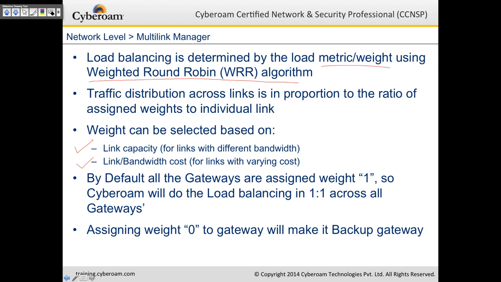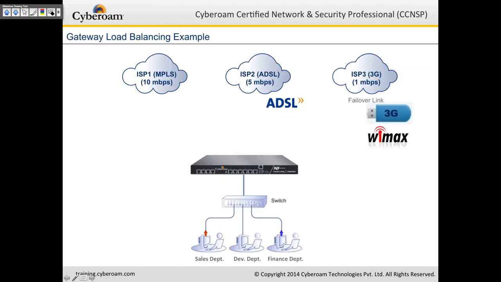By default, all the gateways are assigned a weight of 1. So Cyberoam will do load balancing 1:1 across all gateways until and unless you manually change the weight of a specific gateway. If you assign a weight of 0 to a gateway, that will become a backup gateway or a passive gateway, and that gateway will not participate in load balancing. That gateway will only be activated once your primary gateway fails.